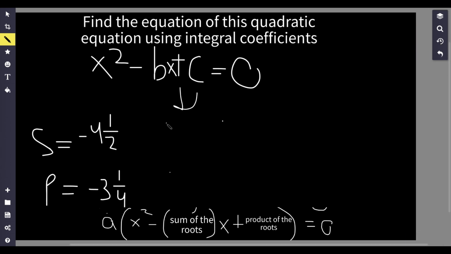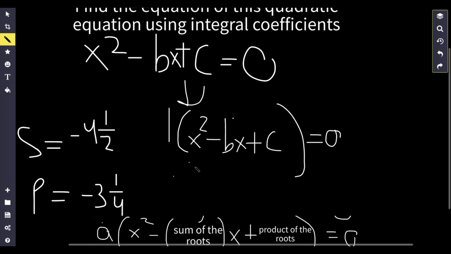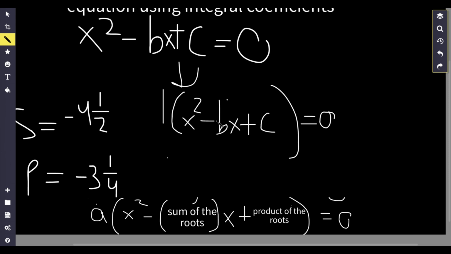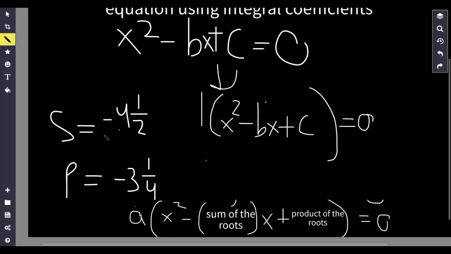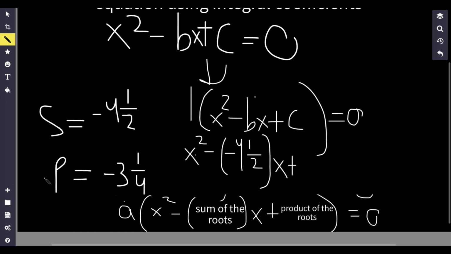So luckily for us, our equation is already in this form. We can think about this as 1 times x squared minus bx plus c is equal to 0. So if there's nothing in front of the x squared, you can just think about it as 1 times everything inside what I have here. So now it's going to be x squared minus the sum of the roots. In this case, the sum of the roots is negative 4 and 1/2. So this is just going to be x squared minus the sum of the roots, which is negative 4 and 1/2, times x, and then plus the product of the roots, which is negative 3 and 1/4.